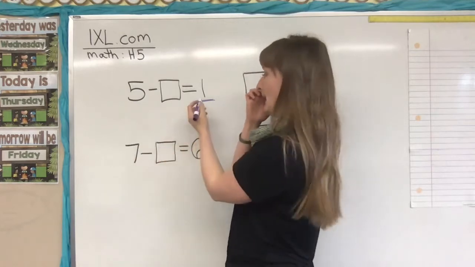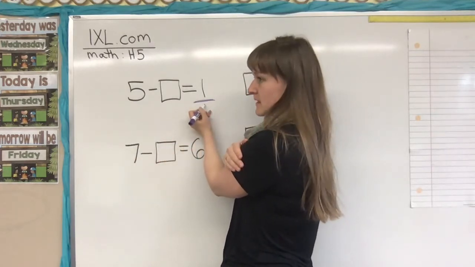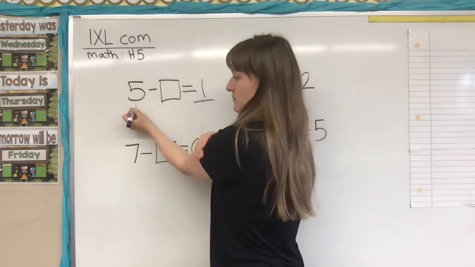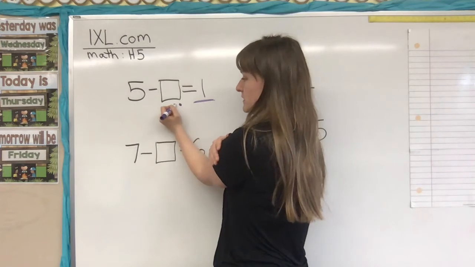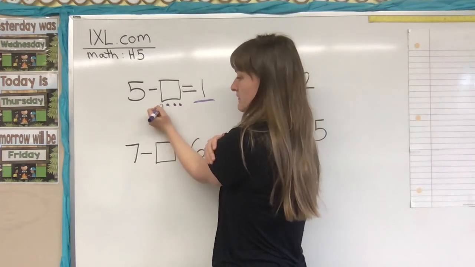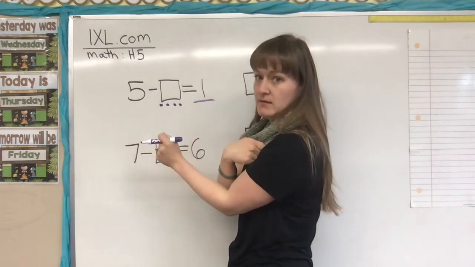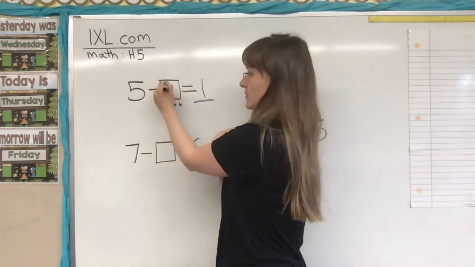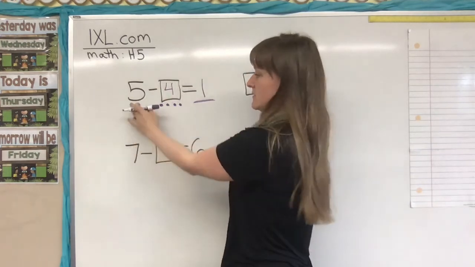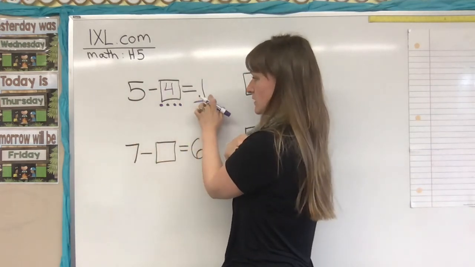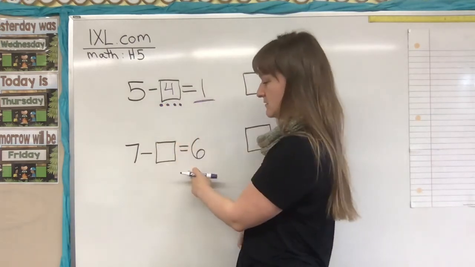Here we go. I'm going to say my answer out loud, 1. And then I'm going to start counting to the number that I do have. 1, 2, 3, 4, 5. Once I say the number I have out loud, this is the number that needs to go in the box. So let's see if it's true. 5 minus 4 equals 1. Yes, true.